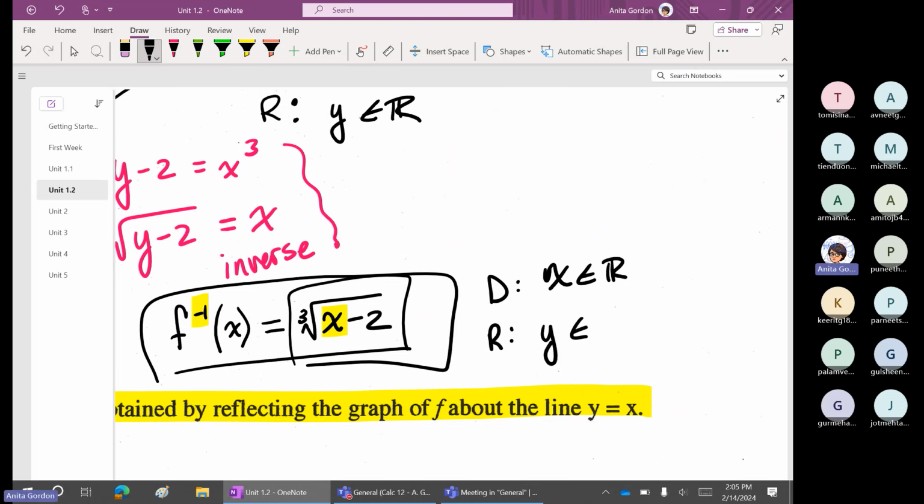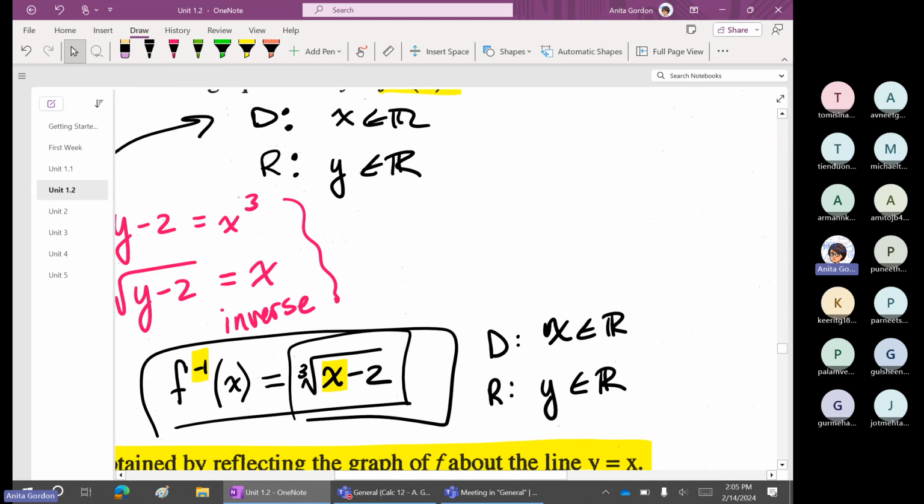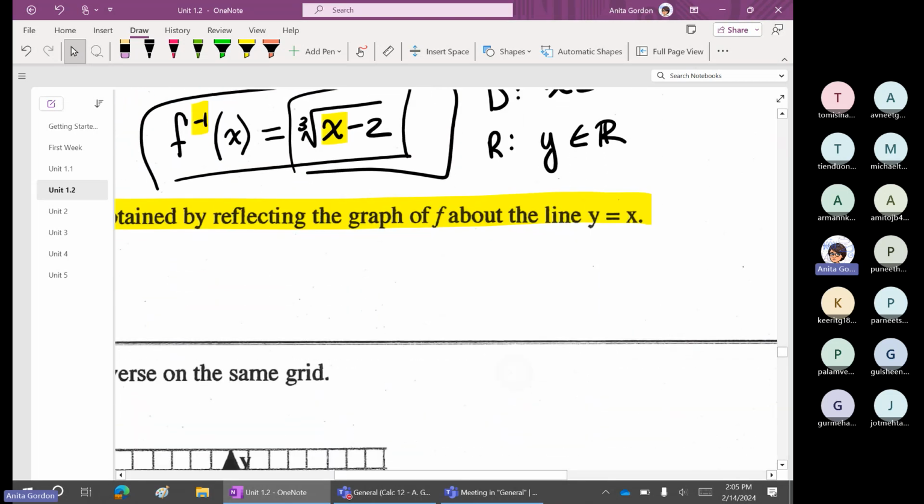So if it is a one-to-one function, the domain and range are swapped, but here they're going to be the same. Meaning if the domain is all real, the range is all real. This is not true for all functions, especially if they're not one-to-one. Okay, so you've got to be careful with these.